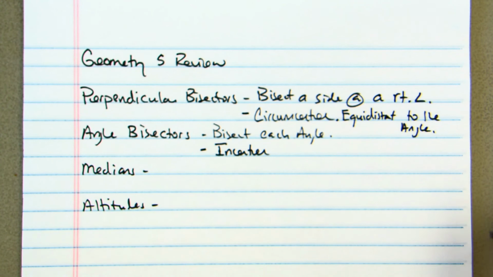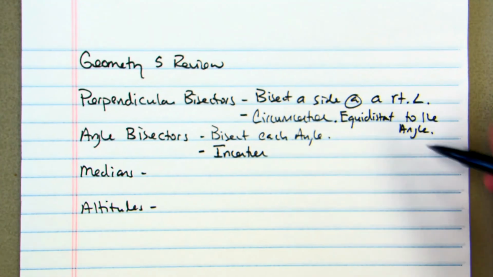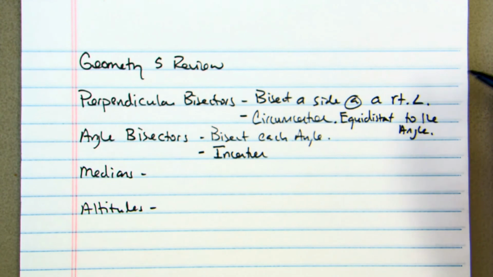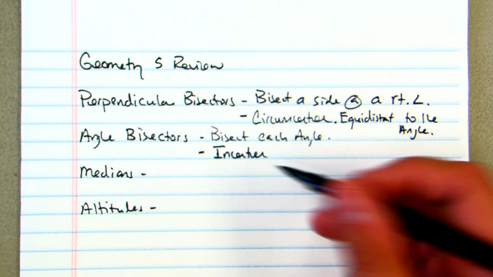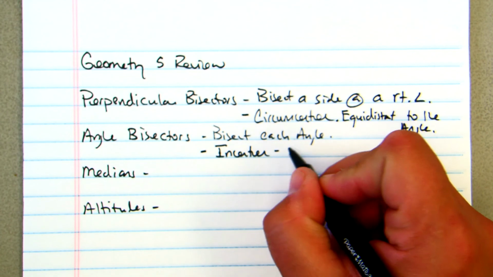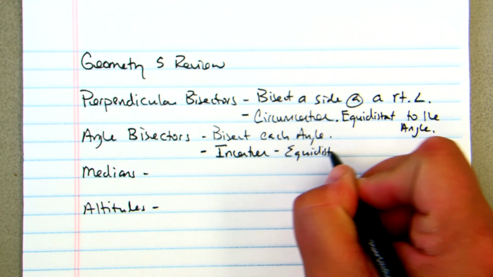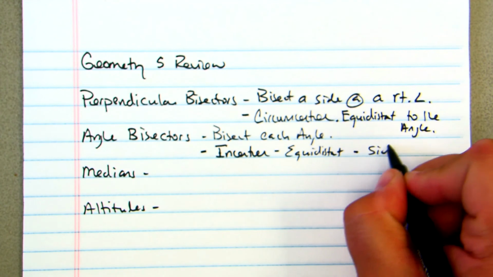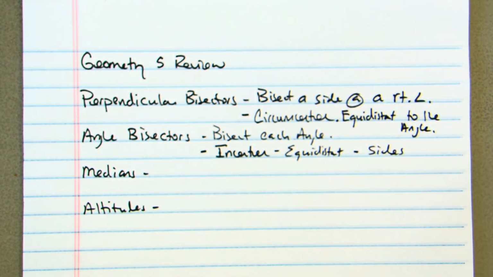The angle bisector, or the incenter, is always inside the triangle no matter what. I guess I should have told you this before. The perpendicular bisector, if it's an obtuse triangle, the point of concurrency, or the circumcenter, lies on the outside of the triangle. If it's an acute triangle, it lies on the inside. And if it is a right triangle, the circumcenter would lie on the hypotenuse. But back to angle bisectors, the incenter is always on the inside of the triangle. It is equidistant to the sides of the triangle.